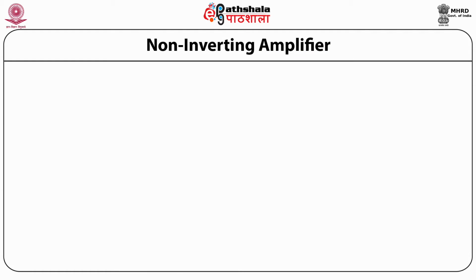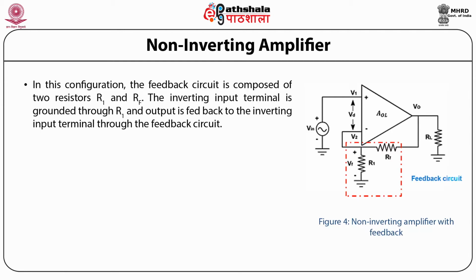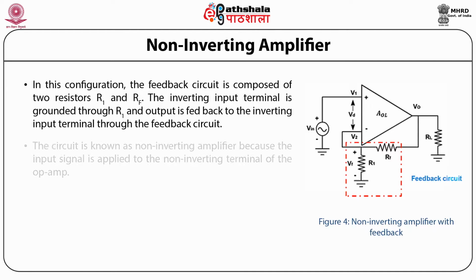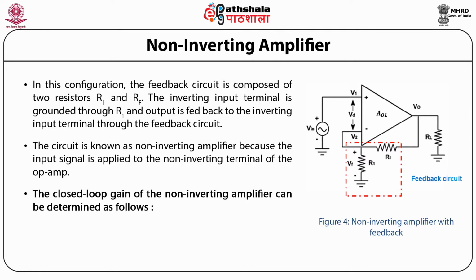Let us discuss the non-inverting amplifier in detail. The circuit of the non-inverting amplifier with feedback is shown in the figure. As we can see, in this configuration the feedback circuit is composed of two resistors R1 and RF. The inverting input terminal is grounded through R1 and the output is fed back to the inverting input terminal through the feedback circuit. The circuit is known as non-inverting amplifier because the input signal is applied to the non-inverting terminal of the op-amp. The closed-loop gain can be determined as follows.